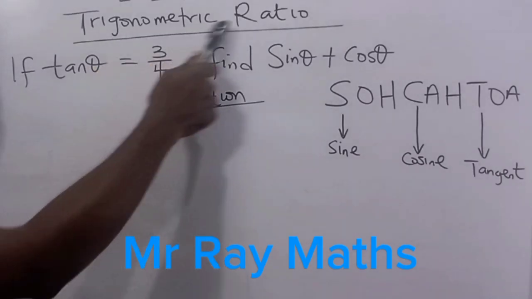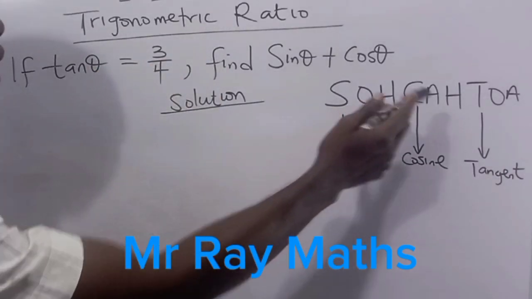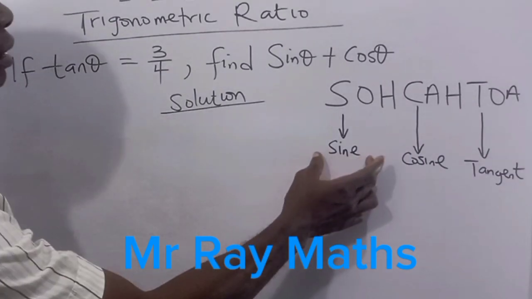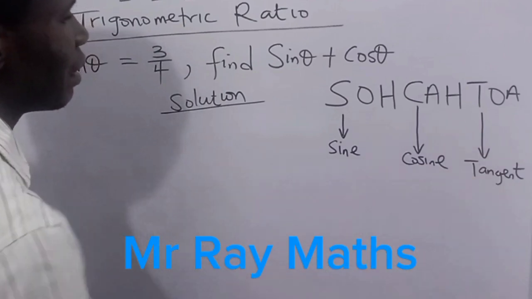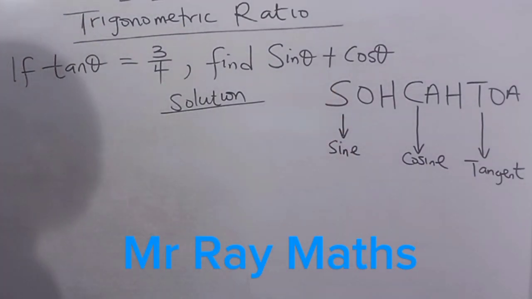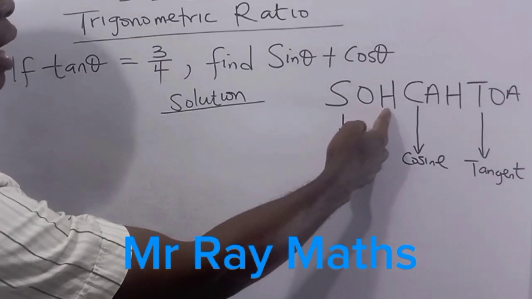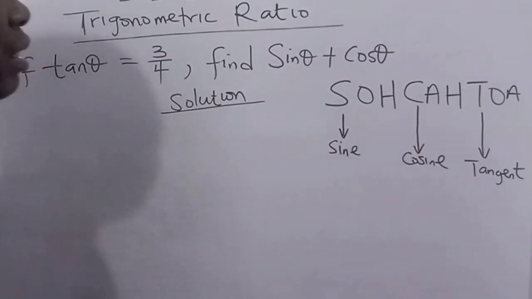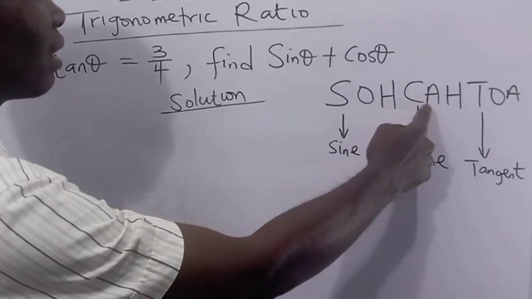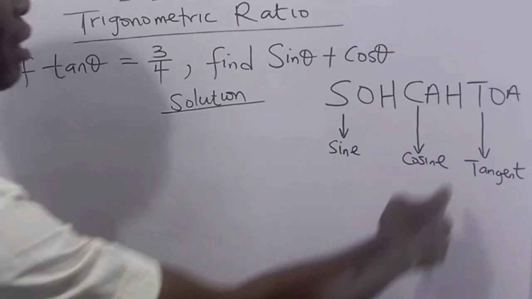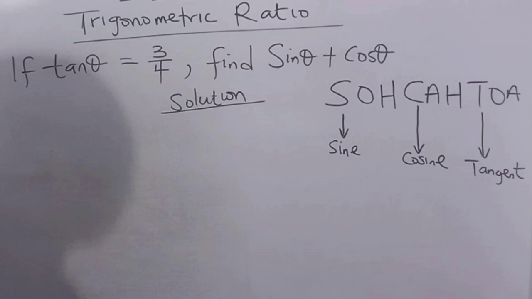The summary of the trigonometric ratio is SOHCAHTOA. The basic trigonometric ratios are the sine, the cosine, and the tangent. The sine, represented by S here, gives the ratio of the opposite to the hypotenuse. The cosine, represented by C, gives the ratio of the adjacent to the hypotenuse, while the tangent, represented by T, gives the ratio of the opposite to the adjacent.